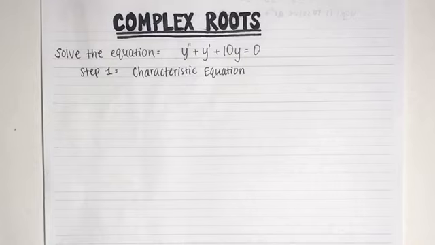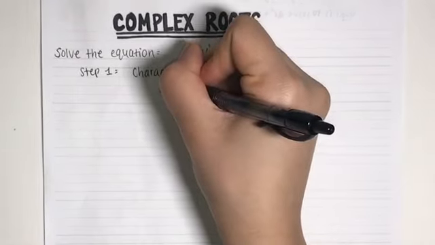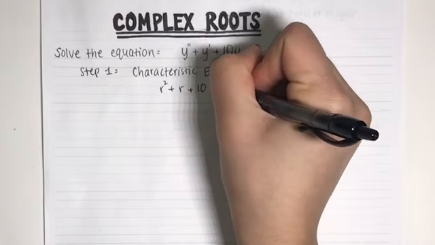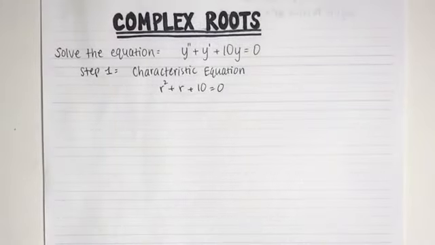The first step is to find the characteristic equation. Y double prime will become r squared, y prime will become r, and 10y will become 10. A lot of students make the mistake and put an r next to the 10.